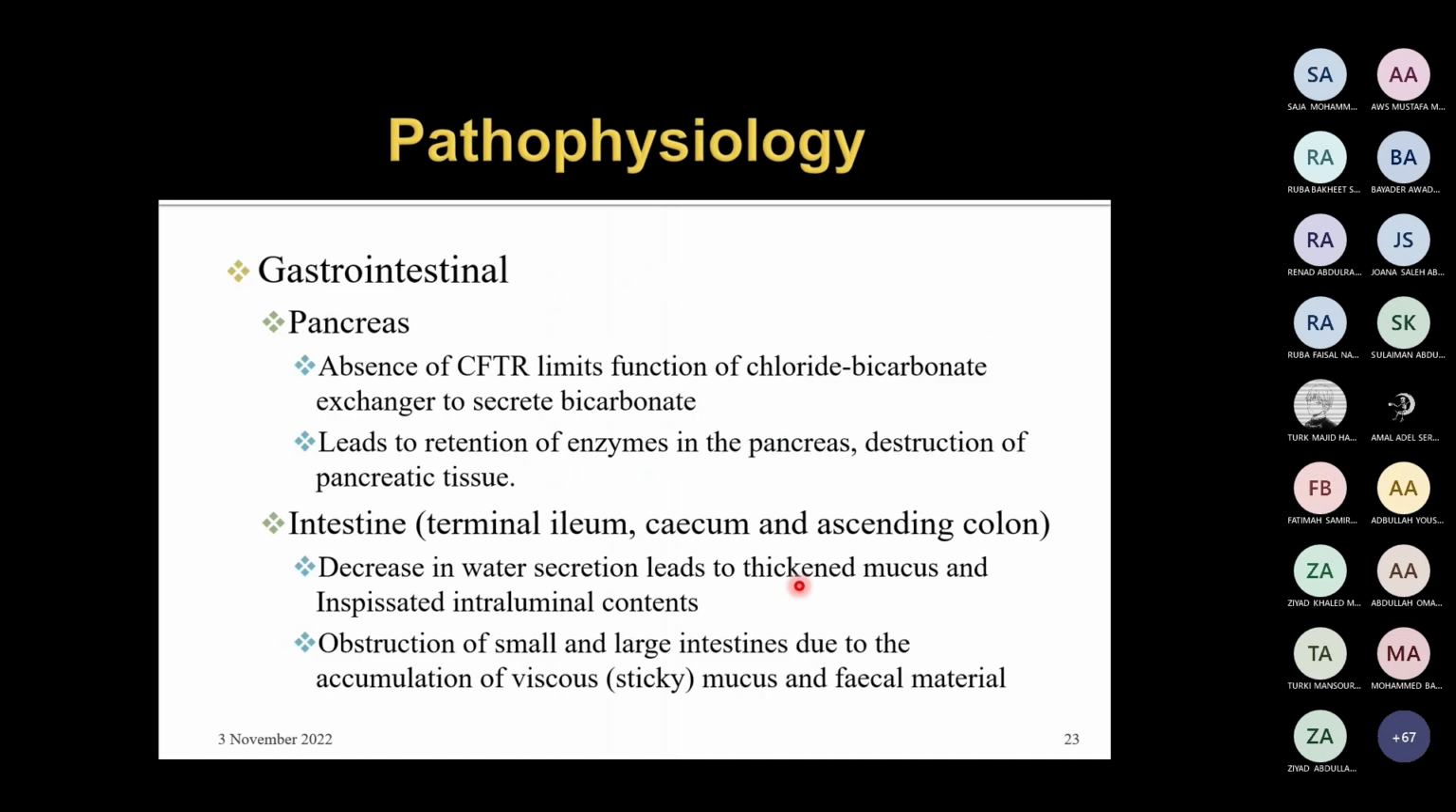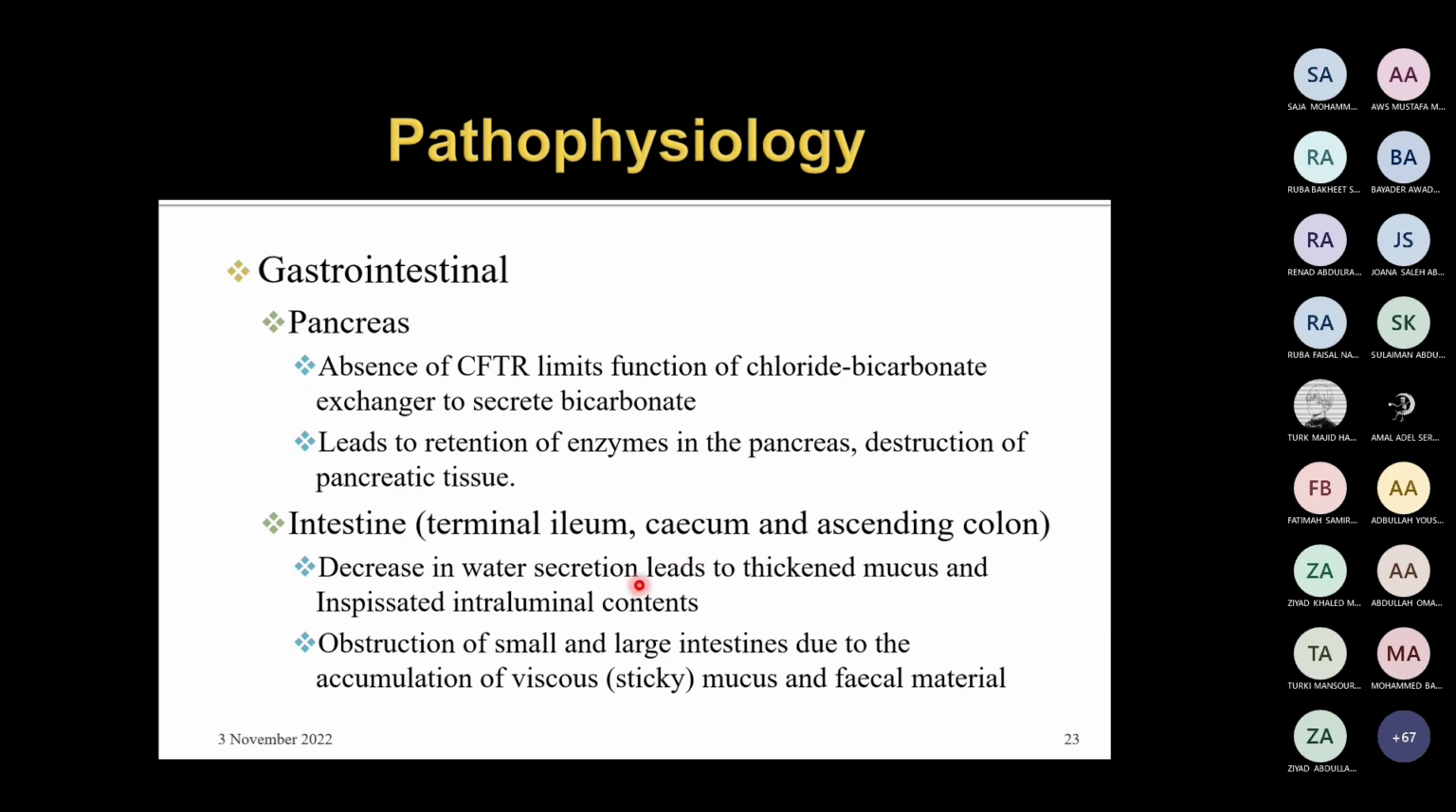The gastrointestinal tract, the pancreas, as I said, it should promote secretion of pancreatic enzymes, but because it is not there, there is limited function of the chloride bicarbonate exchanger to secrete bicarbonate. It leads to retention of the enzyme in the pancreas. And these enzymes are very powerful. It ends up destroying the pancreatic tissue.